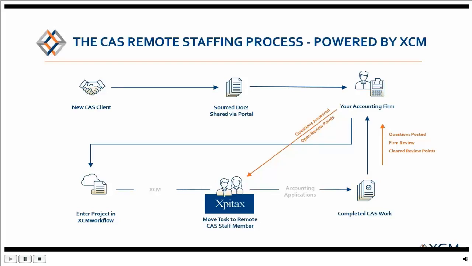So basically you can see in the upper left-hand corner, new CAS client, that's you and your figurative prospects doing business with one another. Of course, the source docs right in the middle, there's nothing that an accounting firm can do without them. So they can be shared in various different ways with your accounting firm, and it all feeds up into your accounting firm. And then it goes down to the bottom left-hand corner.